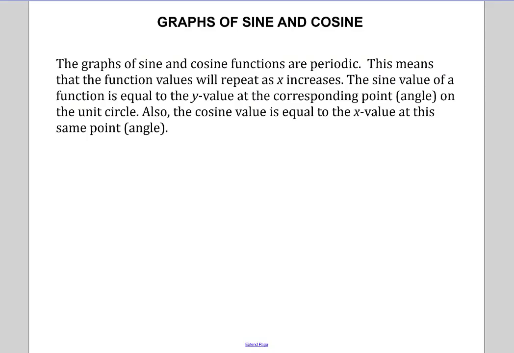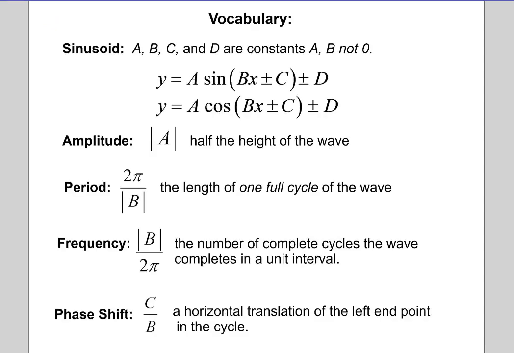The graphs of sine and cosine are periodic functions, and that means the function values are going to repeat as x increases. The sine value of a function is equal to the y value at a corresponding point or an angle on the unit circle, and we saw that in our last lesson. And the cosine value is equal to the x value at that same point or angle. So we're going to first look at the graphs of sine and cosine.